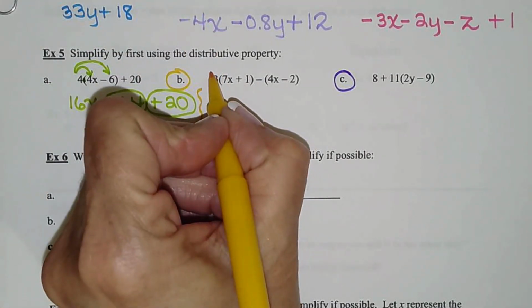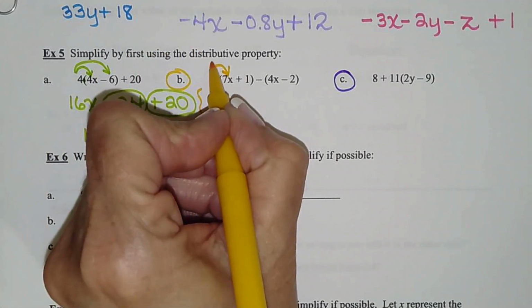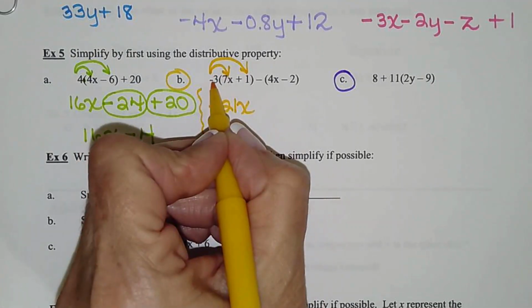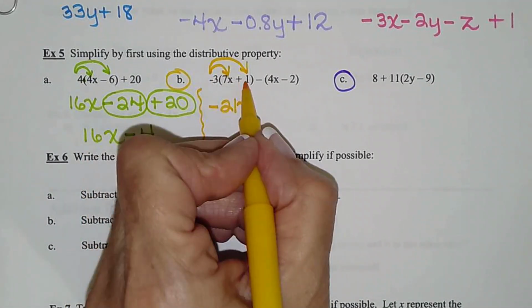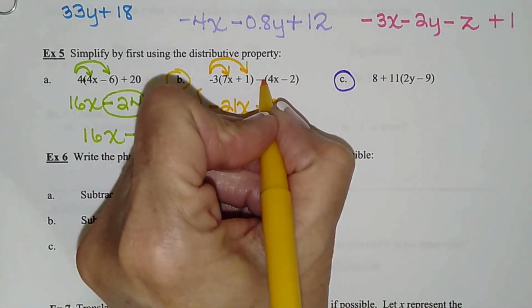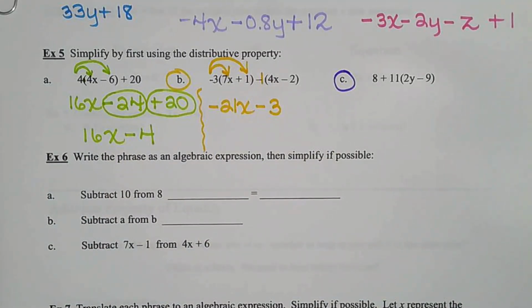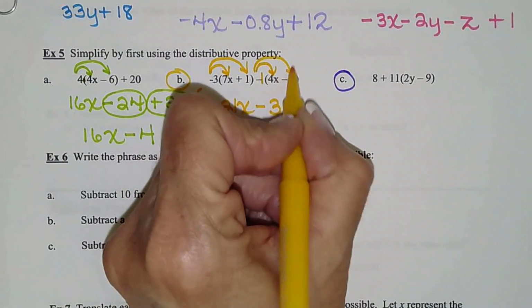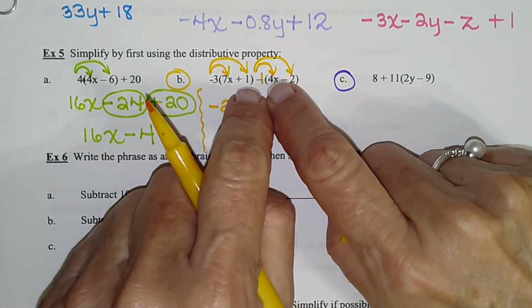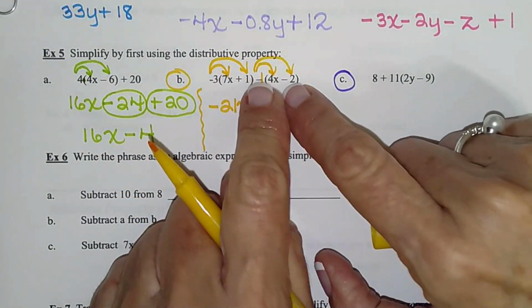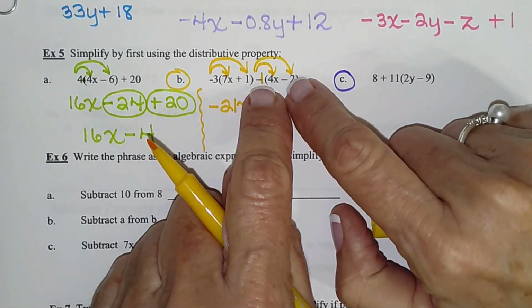For this first one, we have negative 3 times 7x and negative 3 times 1. So that would be negative 21x, because a negative times a positive is negative. Negative times a positive, negative 3. Then I have another distribution, and this time I have to put that 1 in again because it's like the one above. So it's negative 1 times 4x, negative 1 times negative 2. So that would be a negative 4x. And a negative times a negative would be positive 2.